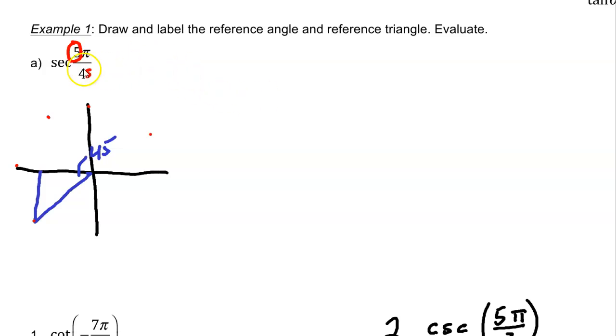Or you could look at this and say, well, 4 over 4 would be pi, so 5 over 4 would be one 45 degree angle after pi. So that's another way of looking at that. This is a little bit bigger than half the full unit circle. But we have to know where we are, because that's going to determine what our cosines, sines, and all that equals.